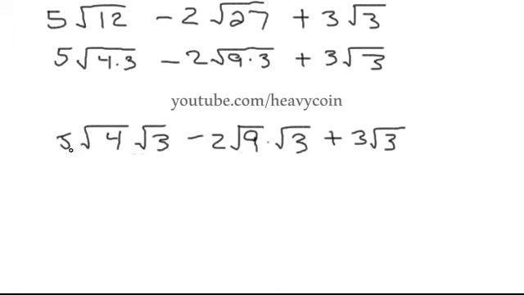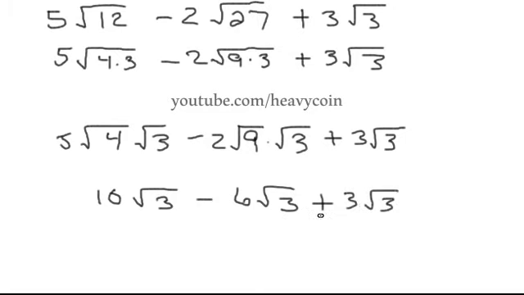Now, the square root of 4 is 2, and 2 times 5 is 10 square roots of 3, minus, the square root of 9 is 3, 2 times 3 is 6 square roots of 3, plus 3 square roots of 3. Well, we broke those down. Now we just add their coefficients. So we have 10 minus 6 is going to be 4, and 4 plus 3 is 7. So this is all equal to 7 times the square root of 3.